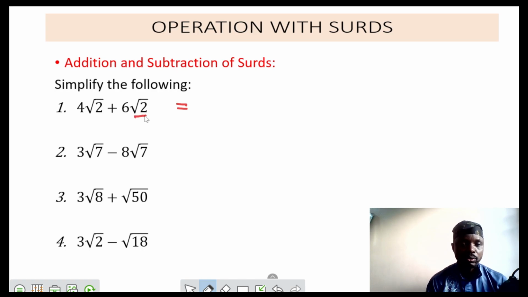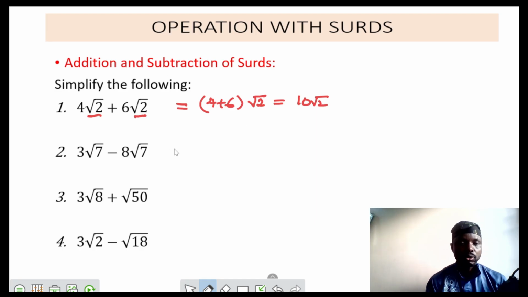So like this one, you see that something is common to them, which is root 2 here, root 2 here, and we have 4 of root 2, and 6 of that root 2. If we have 4 root 2, just like 4 oranges plus 6 oranges, you give me 10 oranges. So that 4 root 2 plus 6 root 2 gives me 10 root 2. Or you can write 4 plus 6, and root 2 is common to them, right? So this one will give me 10 root 2.